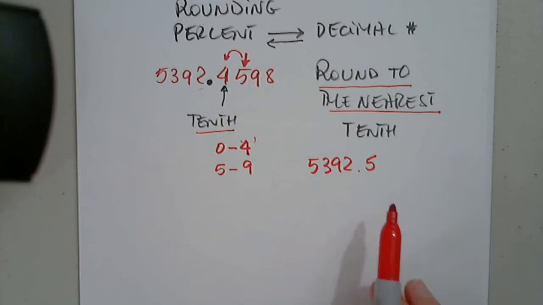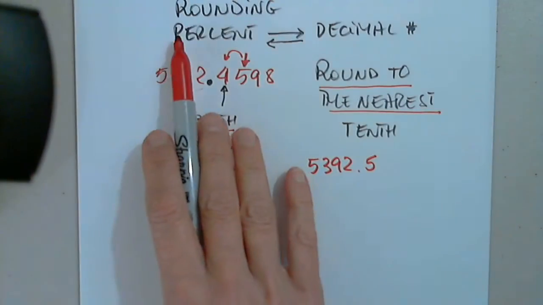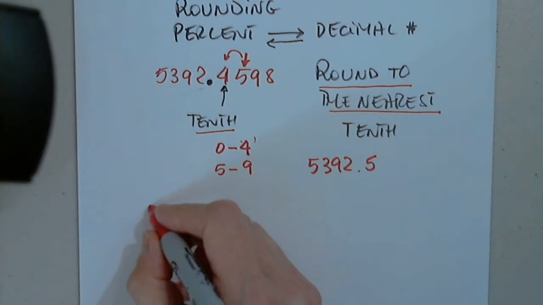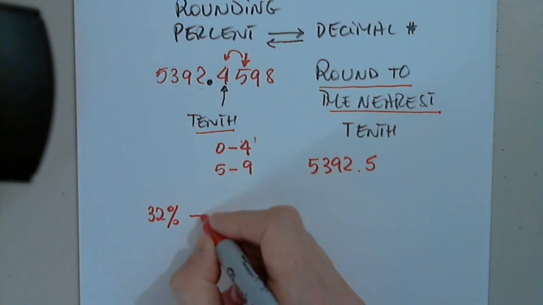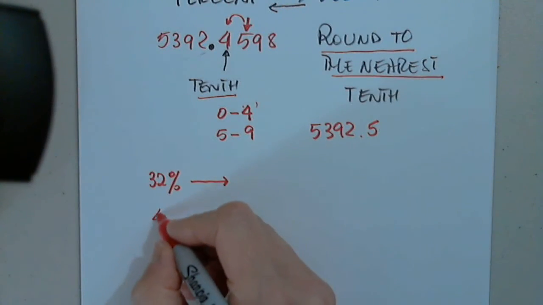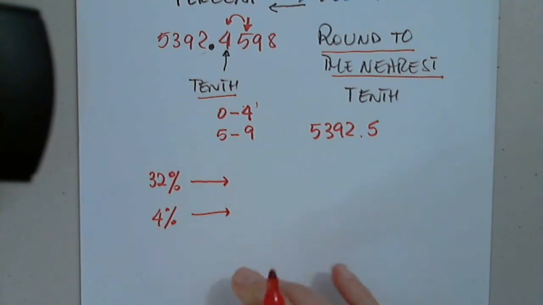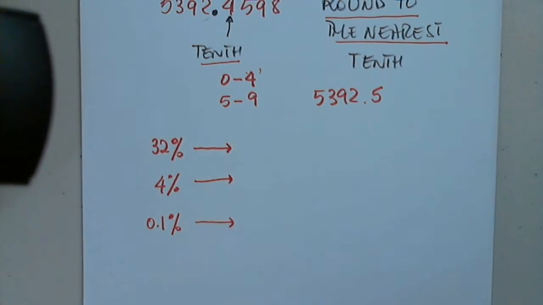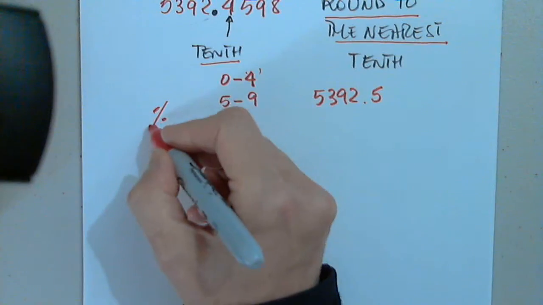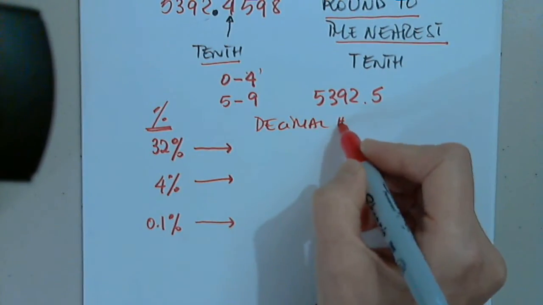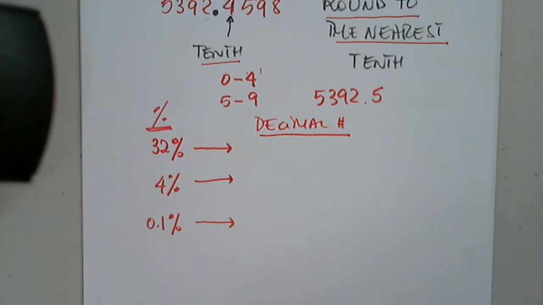Now, how do I change from, let's say, a percent to a decimal? So what if I have 32%? How do I change this into a decimal? What if I have 4%? How do I change this into a decimal? What if I have 0.1%? How do I change this into a decimal? So this is percent, and this is decimal number. So what do I need to do? Anyone remembers?